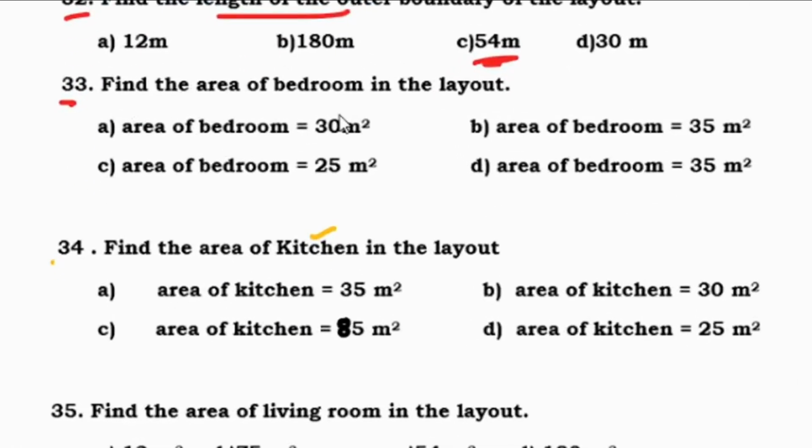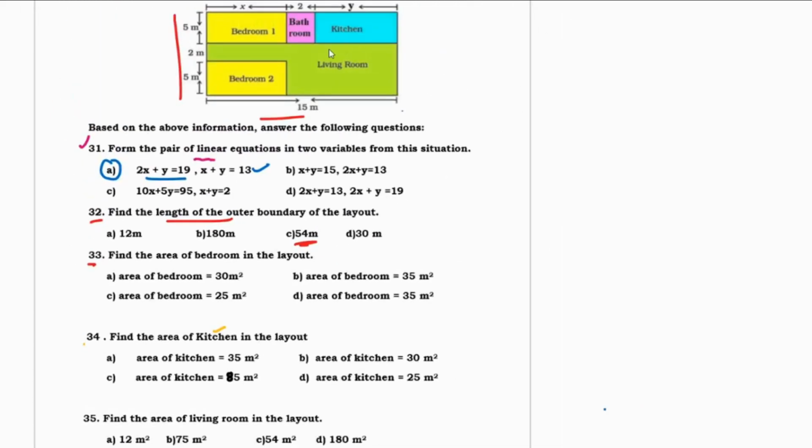33rd question: find the area of the bedroom in the layout. To find the area of the bedroom, we have to find the x value. Why find the x value? Because we have assumed the area of a bedroom as 5x. To find x, we have to solve the pair of linear equations 2x plus y is equal to 19 and x plus y is equal to 13. There are three ways of solving a pair of linear equations: the graphical method, the elimination method, and the substitution method.